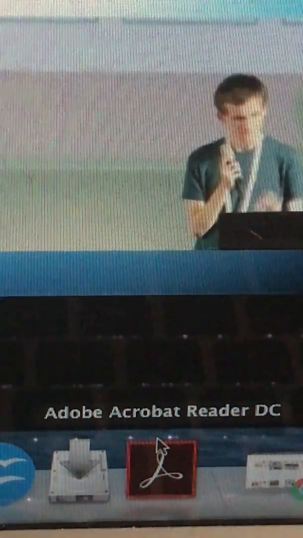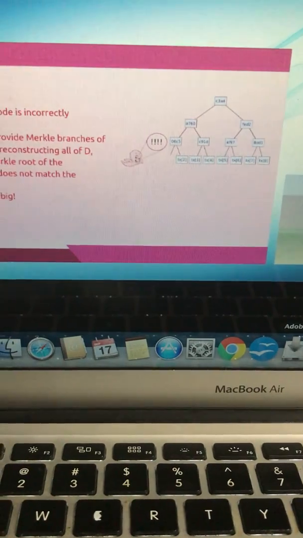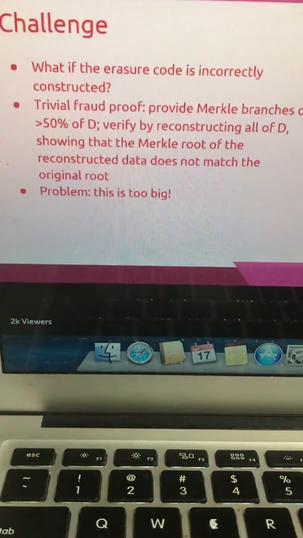Right? So you might think, well, no problem if R prime is constructed correctly. But if it's constructed incorrectly, what do we do? So one approach is to just bring back fraud proofs, and we'll make a naive fraud proof. And the naive fraud proof is pretty simple.